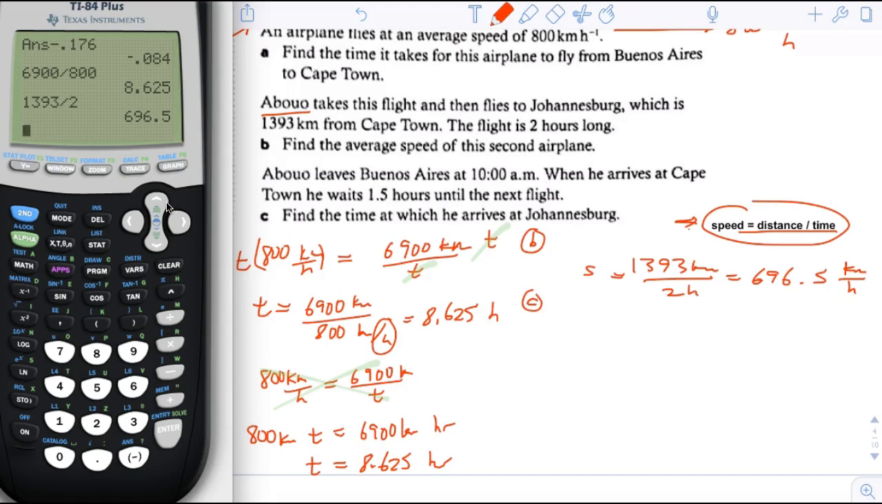That would be 8.625 hours plus 1.5 hours plus 2 hours. Okay, so 1.5 hours is the waiting, 8.625 is the first flight, and 2 hours is the second flight. So let's see what we get. 8.625 plus 1.5 plus 2 gives us 12.125 hours.